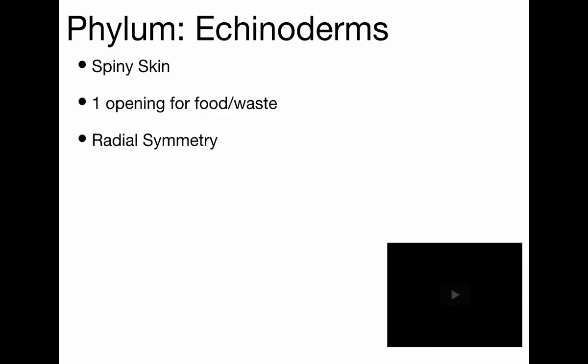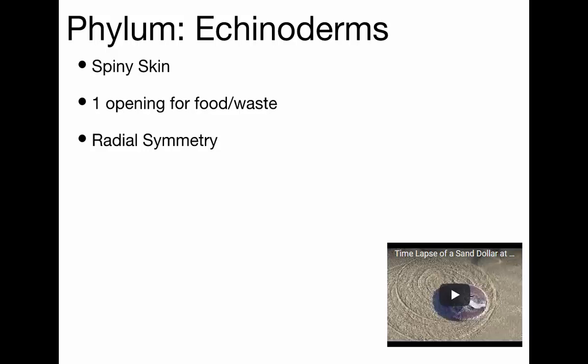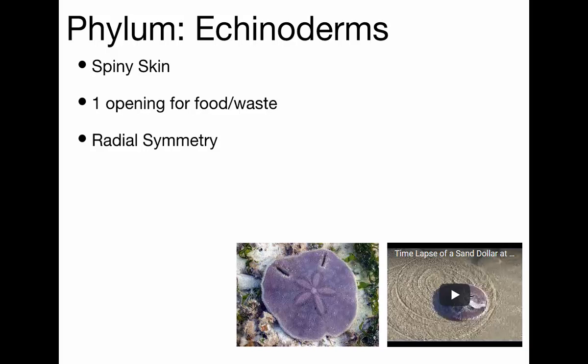All right, another phylum of invertebrates is the echinoderms. The name means spiny skin. Derm means skin. Like a dermatologist is a doctor that helps people with skin problems. Echinoderm means spiny skin. These organisms are also usually filter feeders, and they have radial symmetry. They include things like this.